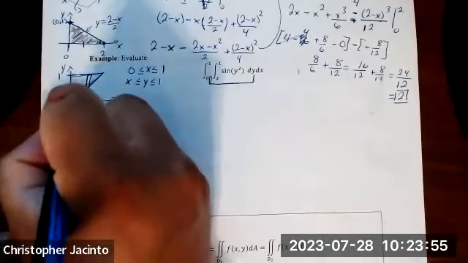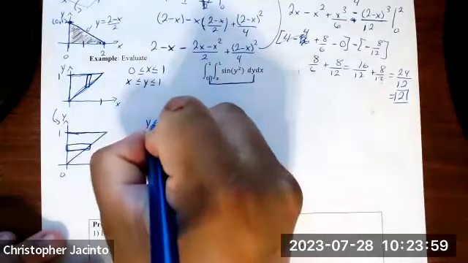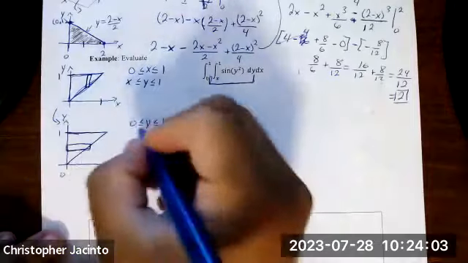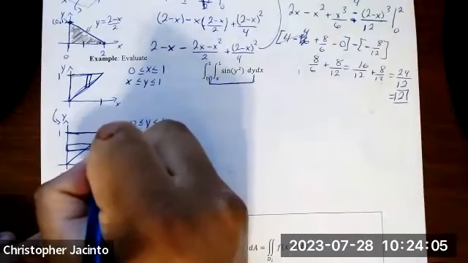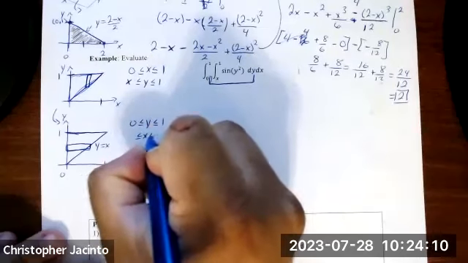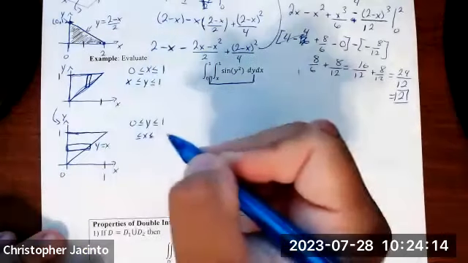So therefore, if we change our bounds, y is now going to go from 0 to 1. And remember, this is the line y equals x. So therefore, x is going to go from 0 to y.